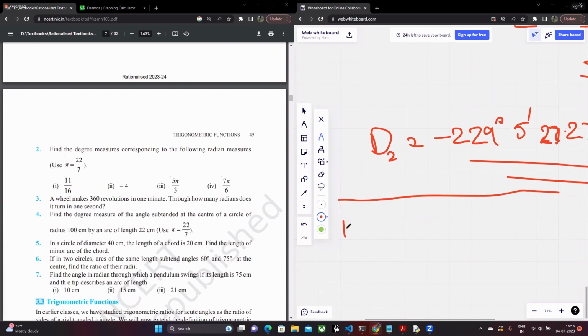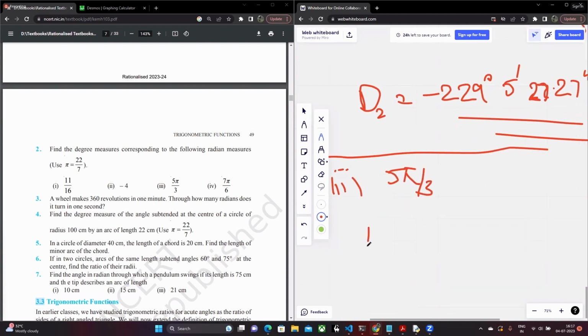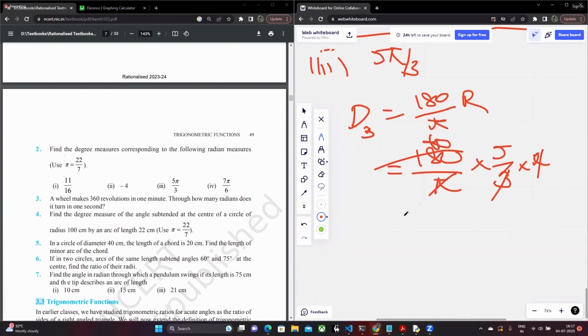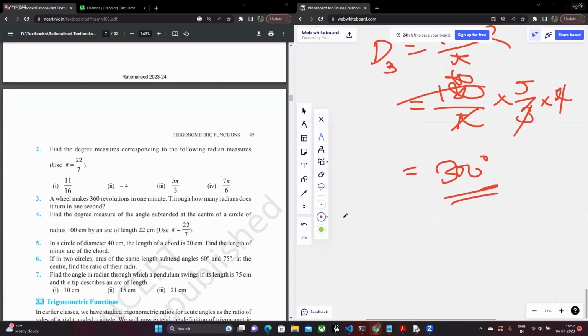Good. Question number 3. This is 5 pi by 3. Very straightforward, right? Because you have a pi over here in the radian measure itself. You can basically write this as D is equal to 180 divided by pi into R. I'll write this as D3 to differentiate it from whatever we have done above. So D3 is basically equal to 180 divided by pi into 5 by 3 into pi. Pi and pi cancel out. 3 goes off at 60. And so you are left with 300 degrees. That's your answer. Very straightforward.